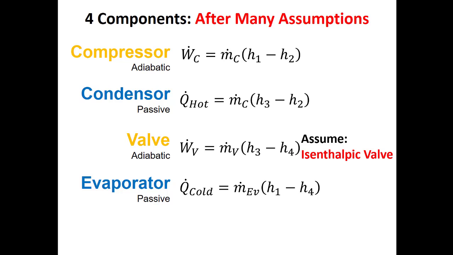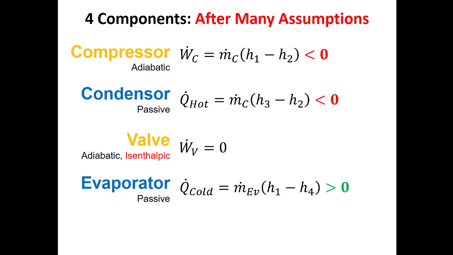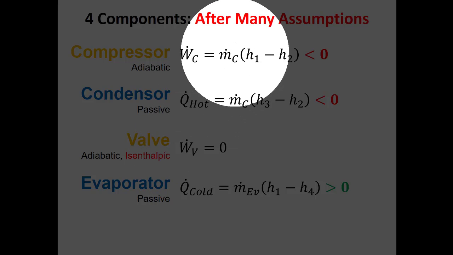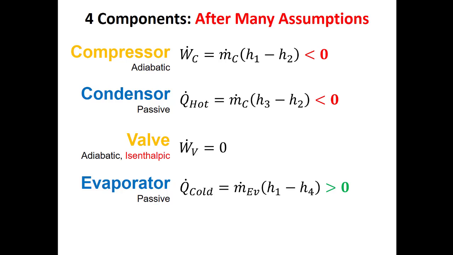Now, remember, isenthalpic means delta H is equal to 0. It's a little bit like how isentropic meant delta S was 0. So isenthalpic means the enthalpy doesn't change. Here, for the valve, H3 is equal to H4, so delta H across the valve is 0, which means there's no power generated in the valve. This also means that the net power is only determined by the compressor. And since a compressor is like a pump and we're putting work into the system, our net power is negative.